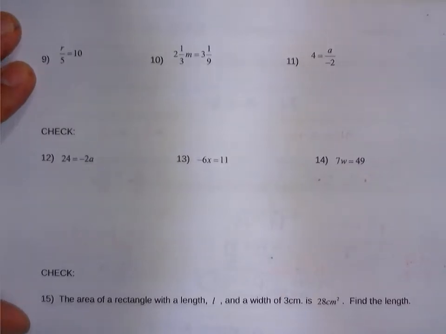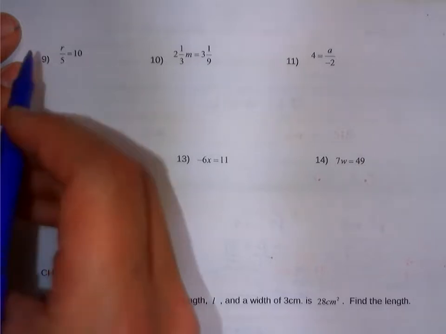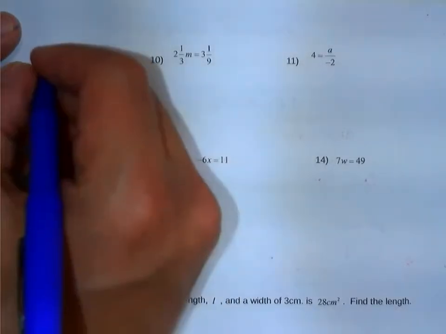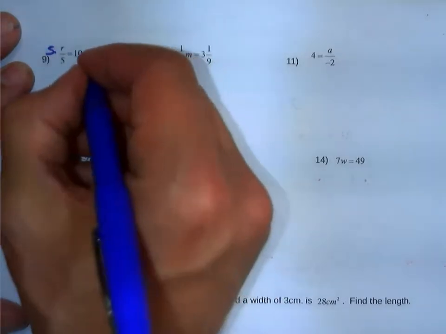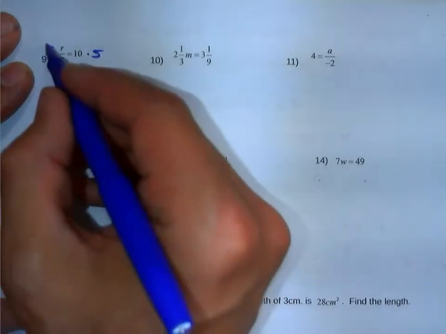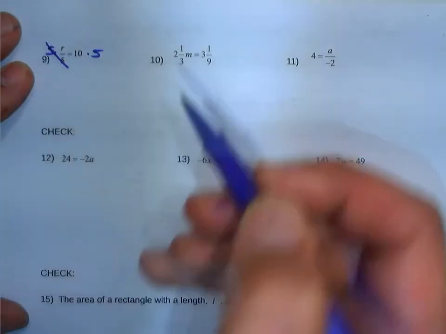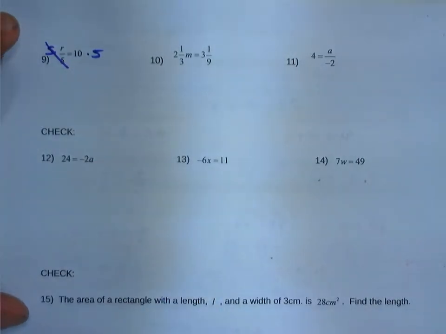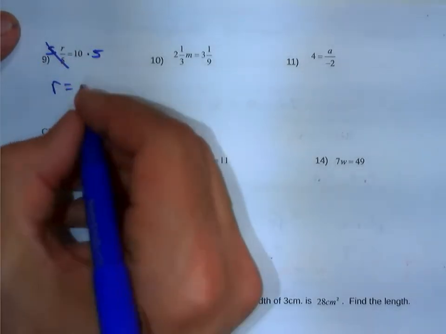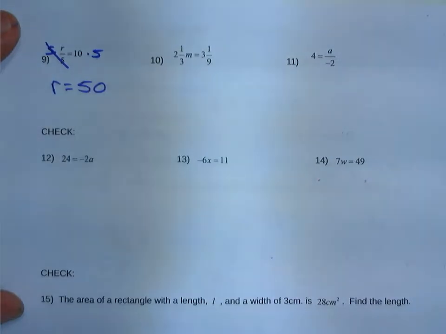The first equation is r divided by 5 equals 10. Again, we want to do opposite signs. So the opposite of division is multiplication. I'm going to multiply both sides by 5. If I do it to one side, I got to do it to the other. The reason I'm doing this multiplication is so that that 5 and 5 reduce. One's on top and one's on the bottom. And now I get r equals 10 times 5. This is 50.